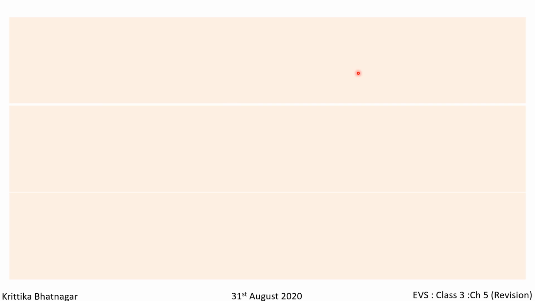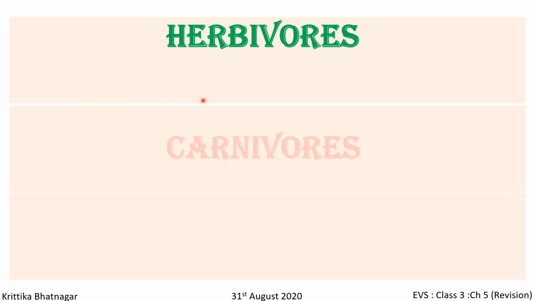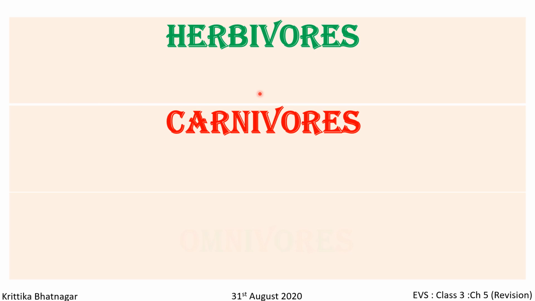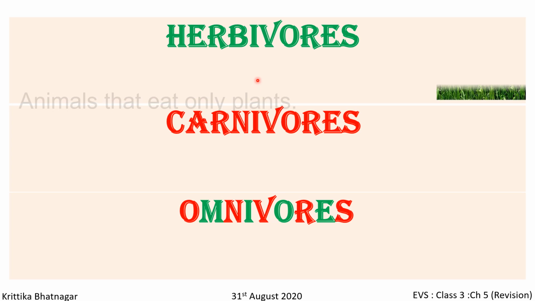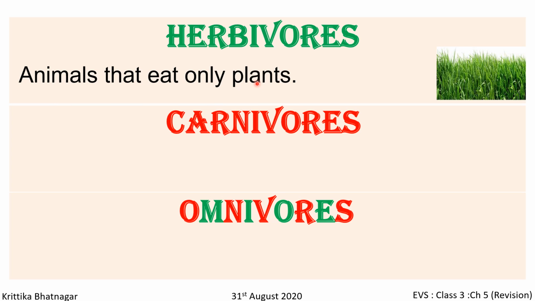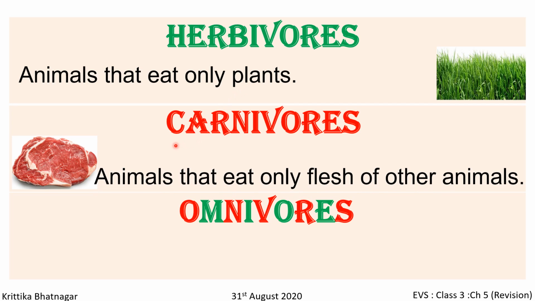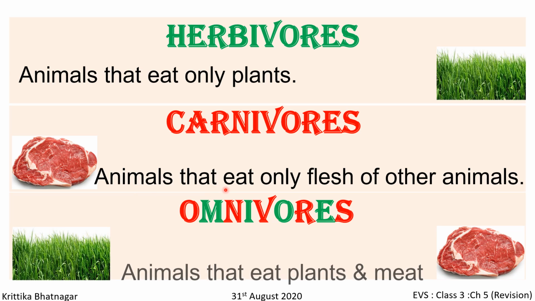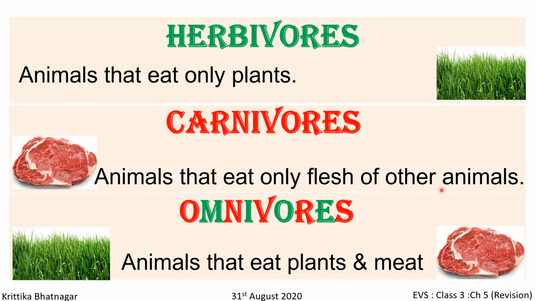Herbivores: animals that eat only plants. Herbivores are the animals that are totally dependent on plants or plant products for food. Second is carnivores. Carnivores are animals that eat only flesh of other animals. Third, omnivores. Omnivores are the animals that eat both plants and meat.